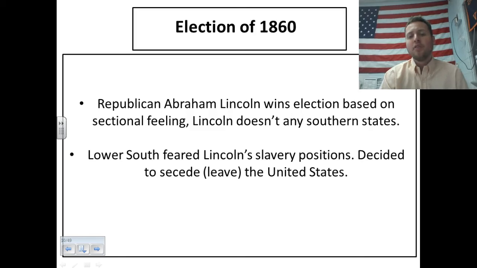The lower South thought that Lincoln would free slaves. They feared his slavery positions. So they decided to secede, which means leave the United States of America. That's why the election of 1860 is so important, because it divides the country into two different countries. Cool, good, great, awesome, love it. Let's go to the next one.